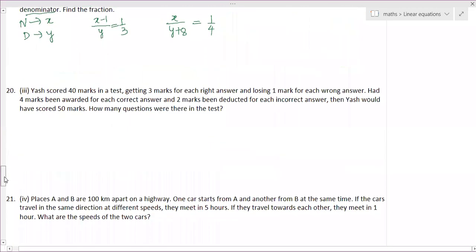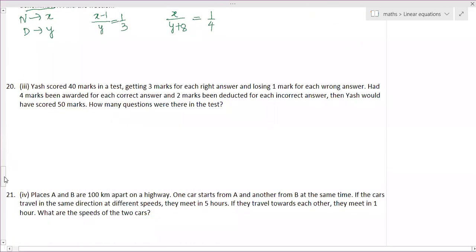Then the next question. Yes, Mithun? The 19th one answer, ma'am, 5 by 12. Yes, 5 by 12 is the answer. Now the next question. From here onwards, questions are important and most commonly asked. All questions from this onwards are very important; till this they are very easy.